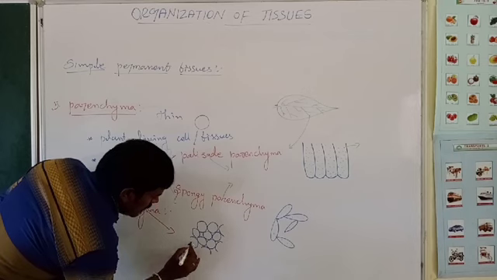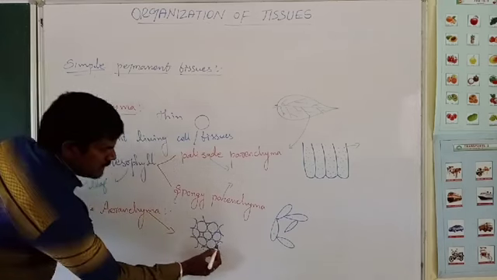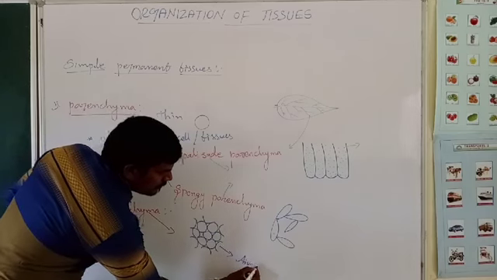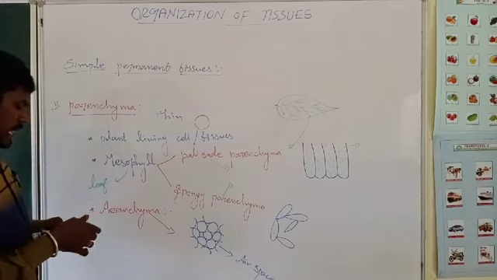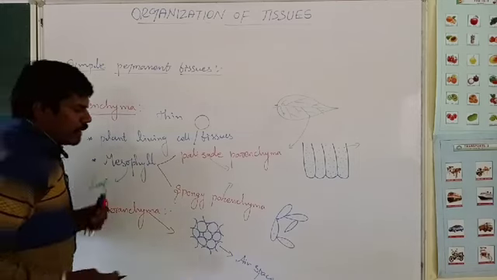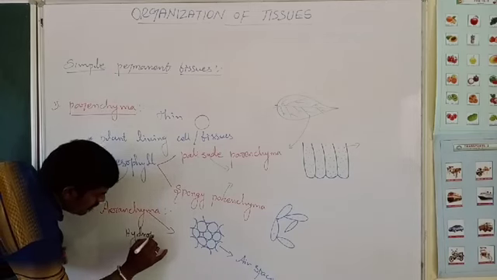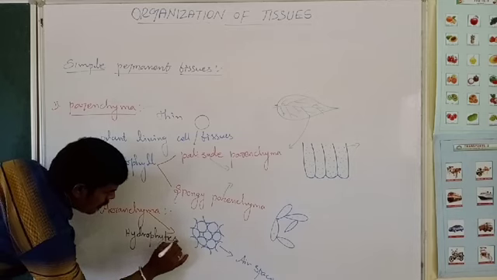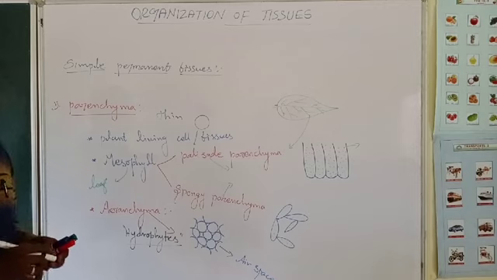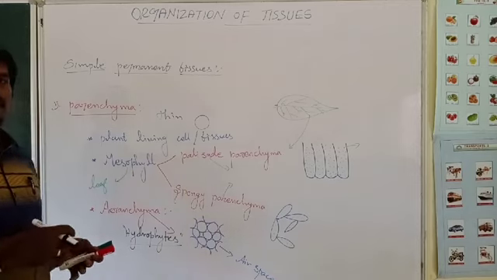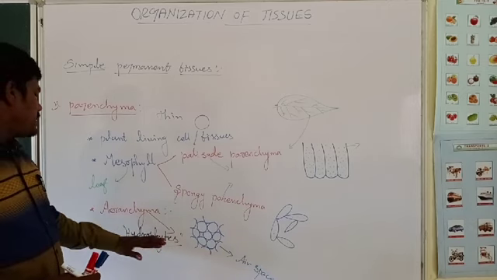This type of cell is present only in hydrophytes. A good example is the lotus. This is the air space. These kinds of cells are present only in hydrophyte plants. Hydrophytes means aquatic plants. Which plants can grow inside water? Those plants you consider hydrophytes. So hydrophyte plants have aerenchyma.